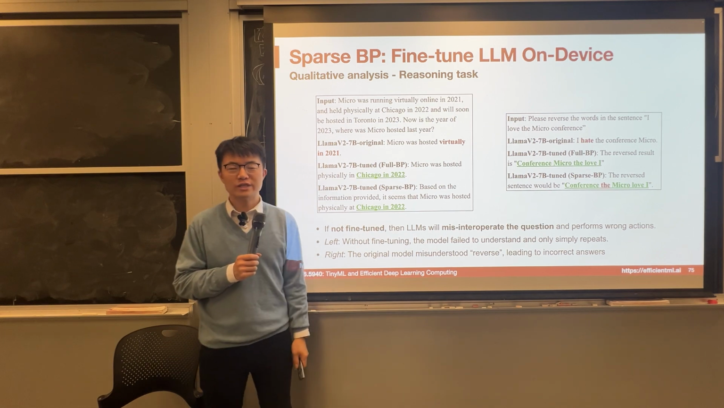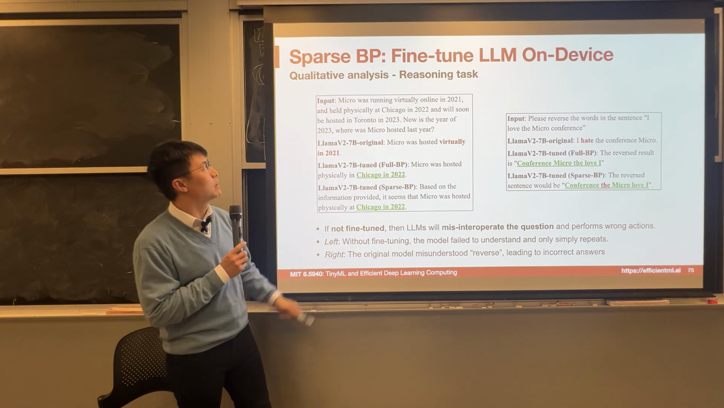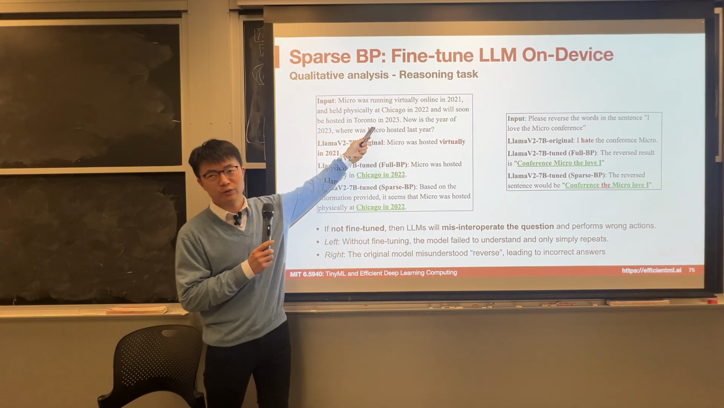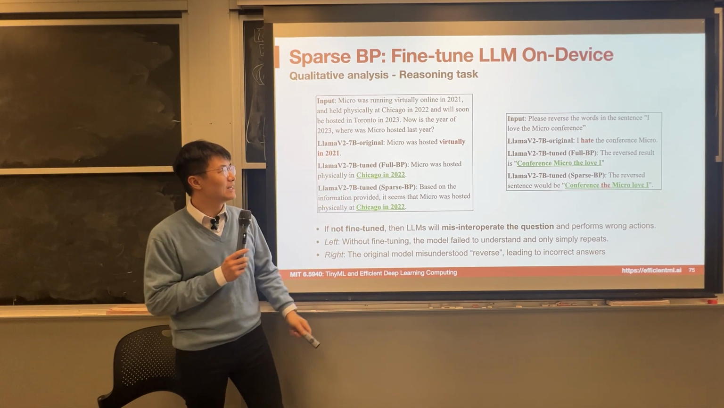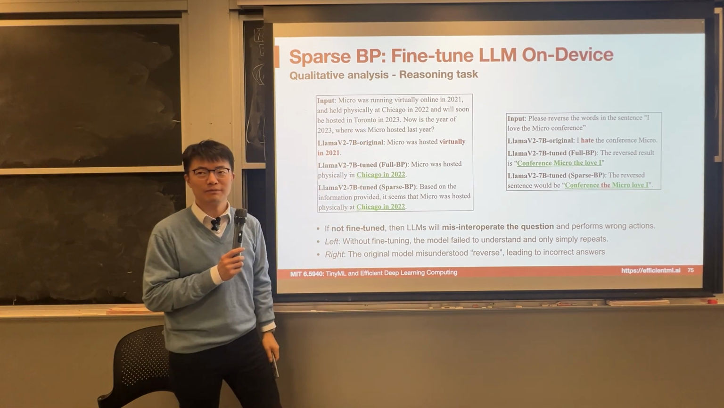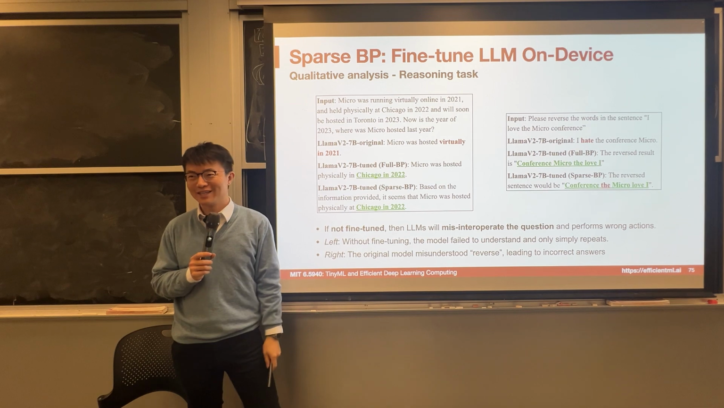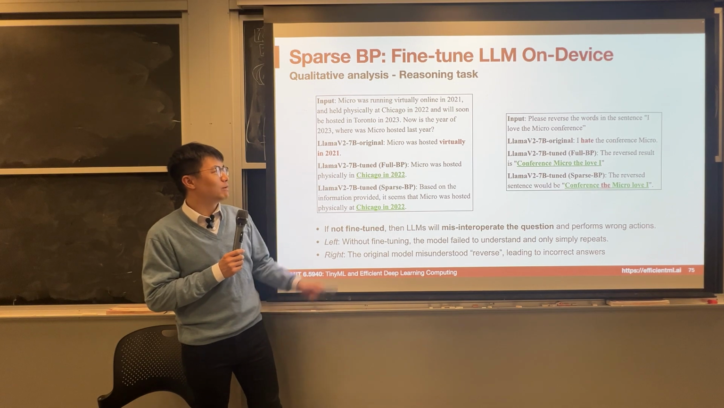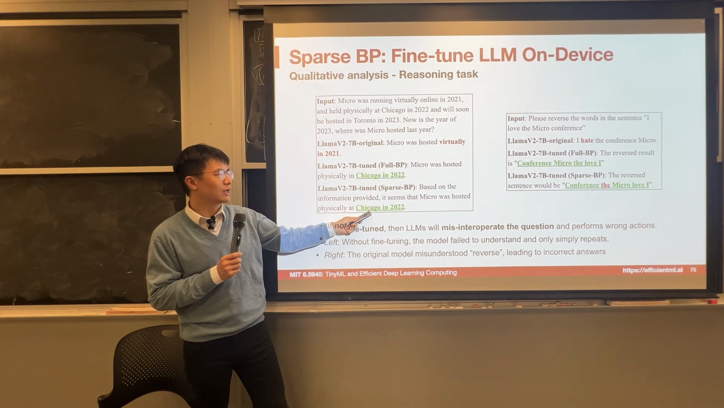We can also try it with some reasoning tasks. For example, the MICRO conference was running virtually online in 2021, physically in Chicago in 2022, and will be in Toronto in 2023, actually 2 weeks ago. Now is the year 2023. Where was MICRO hosted last year? We'll do some reasoning. Last year is 2022, so it should be Chicago. The original Llama v2 says MICRO was hosted virtually in 2021, didn't get the last year of 2023 correctly. It should be 2022. But the fine-tuned model with full BP answered it correctly, and sparse BP also answered it correctly.